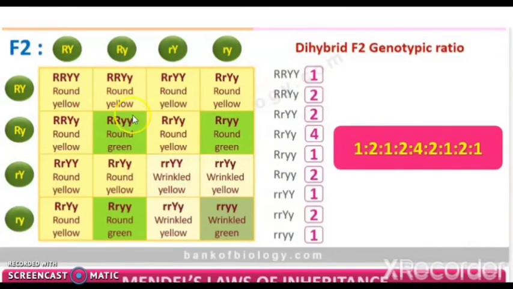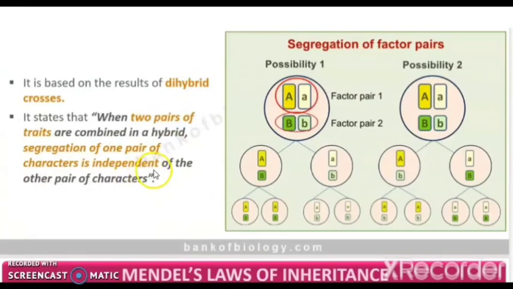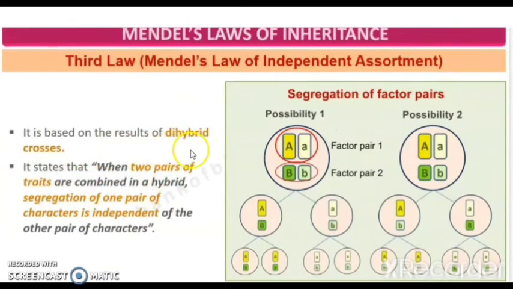Now let us see the law of independent assortment. It is based on the results of dihybrid crosses. He came up with the law of independent assortment, and it states that when two pairs of traits are combined in a hybrid, what are these two pairs of traits? They are nothing but the characters which we took: round, wrinkled, and yellow and green. So when two pairs of traits are combined in a hybrid, the segregation of one pair of the character is independent of the other pair of the character.